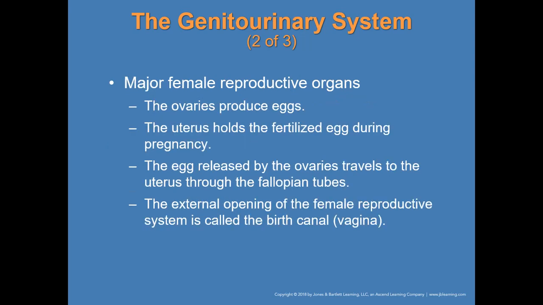All right. So for females, your ovaries produce the eggs and the uterus holds fertilized eggs during your pregnancy, right? If that's not the case, then the egg is released by the ovaries, travels to the uterus, and is released through the fallopian tubes, okay? The external opening of the female reproductive system is called the birth canal, right? It's also called the vagina.